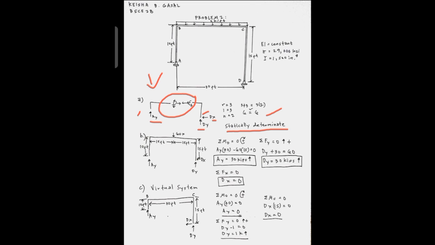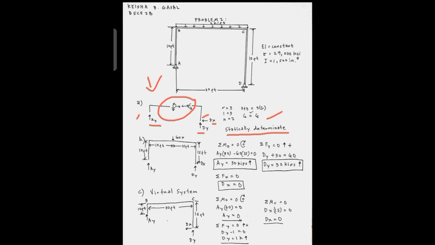Next, we have to identify the support reactions present on our structure. So, in our free body diagram, here we have three reactions, the AY, DY, and DX. And our uniformly distributed load here at the top, 60 kips. And since we have to find only one reaction at A, it is convenient if we take the moment at D.